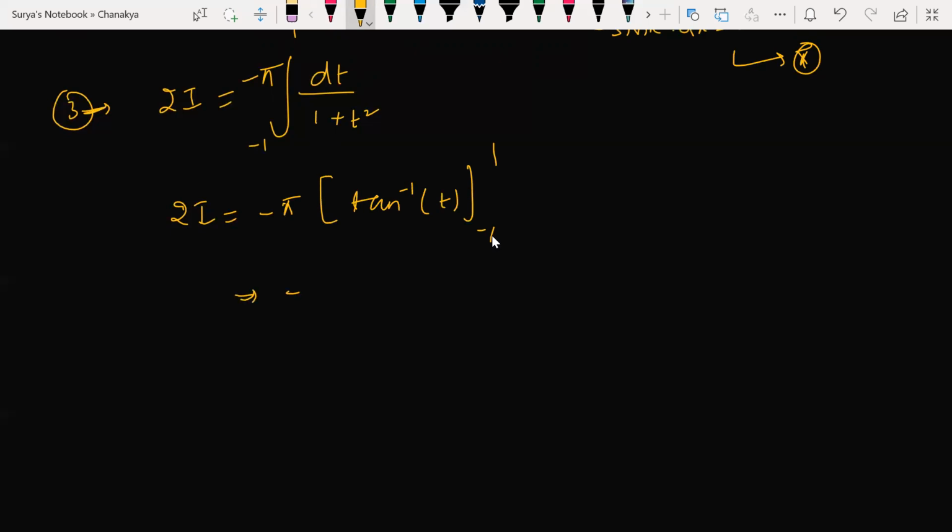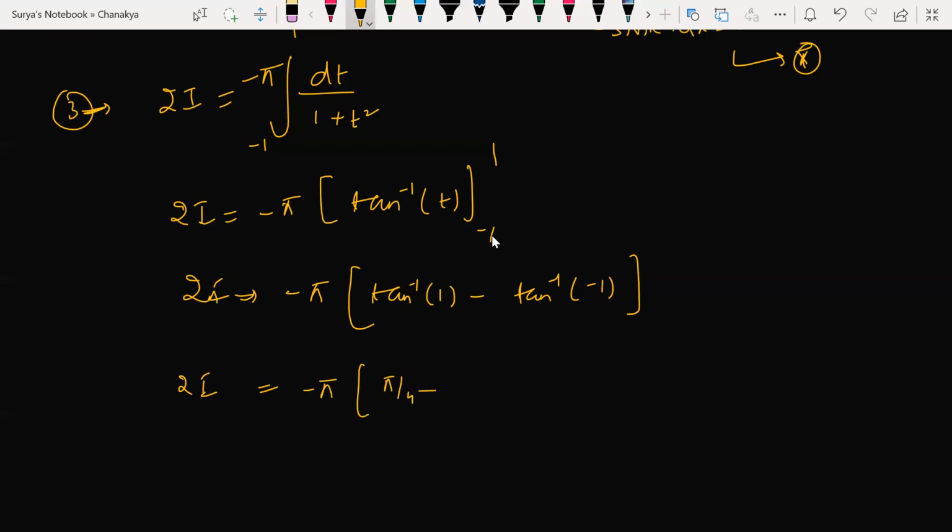So minus pi, tan inverse of 1 minus tan inverse of minus 1. Correct? Next, this is 2I. 2I is equal to minus pi, this is pi by 4 minus pi by 4, minus into minus is plus. So plus pi by 4.